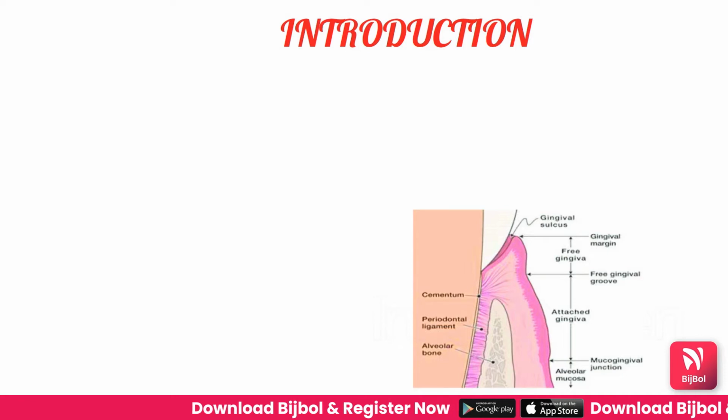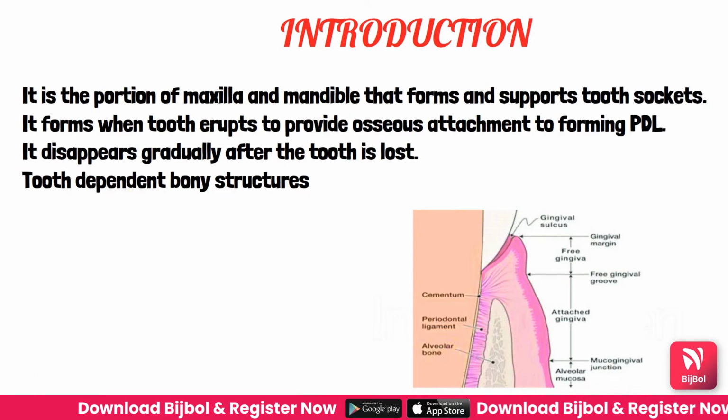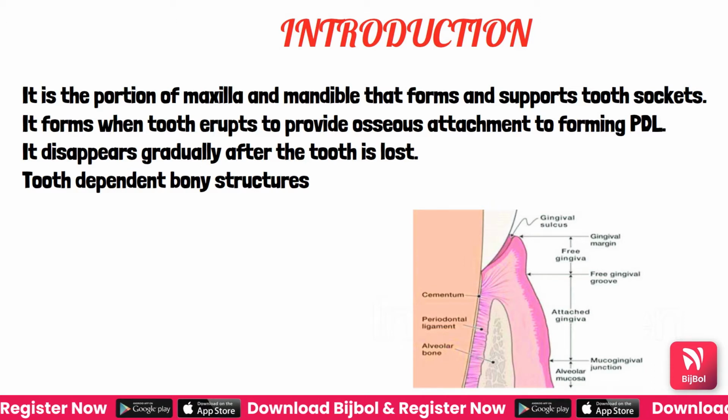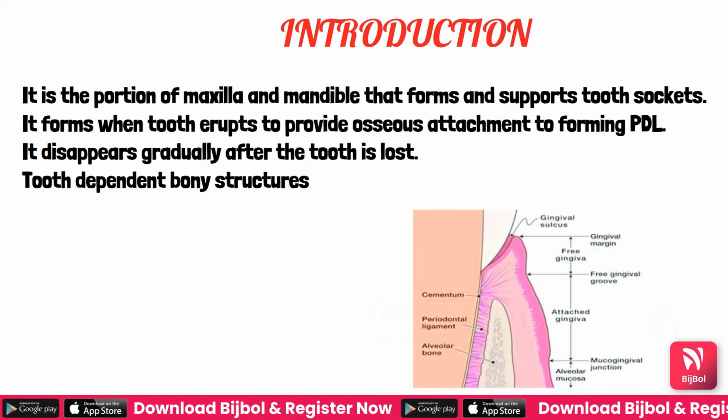The topic for discussion is alveolar bone. We all know that the periodontium contains two soft tissue components and two hard tissue components. One of the hard tissue components is alveolar bone. This alveolar bone forms an osseous attachment to the periodontal ligament. You can see that the periodontal ligament fibers are extending from the cementum to the alveolar bone.